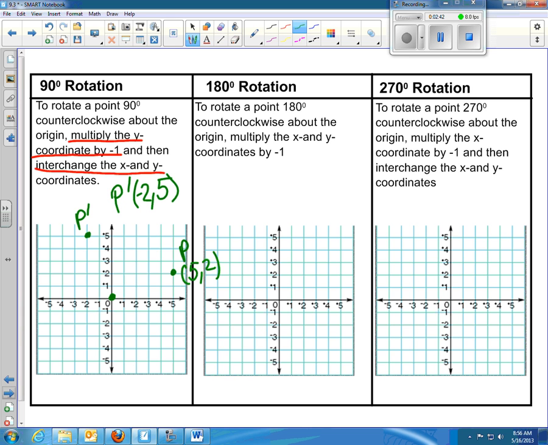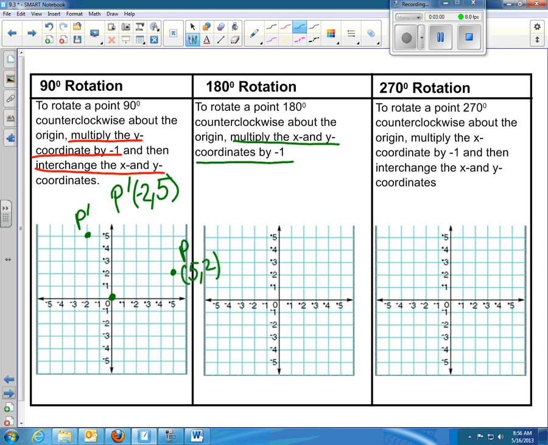The next one is a 180-degree rotation. To rotate a point 180 degrees counterclockwise about the origin, so there's our degree, our angle, our direction, and our center of rotation, you are going to multiply the x and y coordinates by -1.